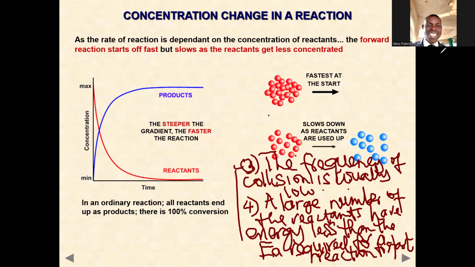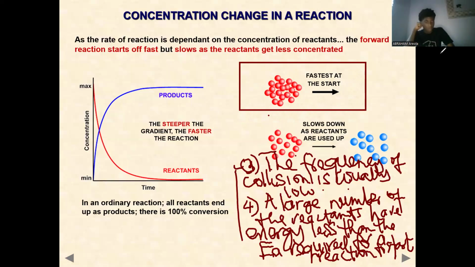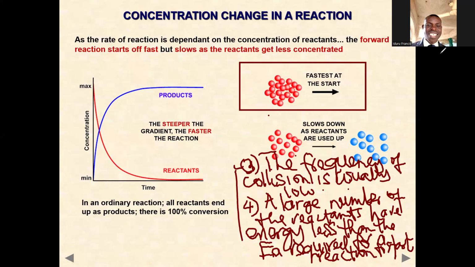But when the molecules are closer together, when they are very close, collisions between reactants are usually successful. Collision frequencies are high. Larger molecules have EA or more than EA.